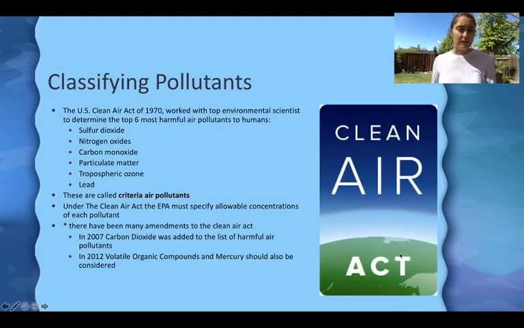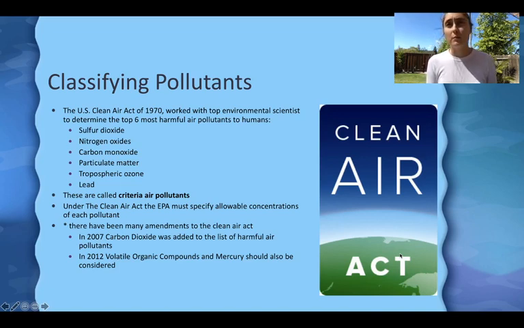Okay, so classifying pollutants. Right now, the U.S. Clean Air Act was the U.S. Clean Air Act of 1970, but it's actually been amended many, many times, most recently in 2012. The Clean Air Act basically says, okay, here are our top 6 most harmful pollutants to humans. They're listed here for you: sulfur dioxide, nitrogen oxides, carbon monoxide, particulate matter, tropospheric ozone, and lead.